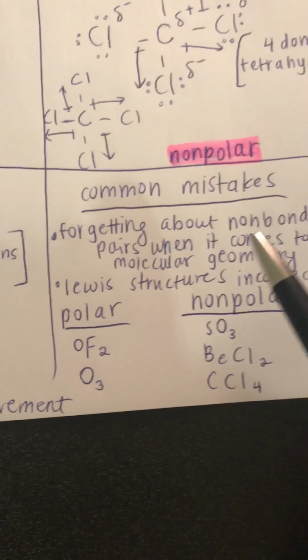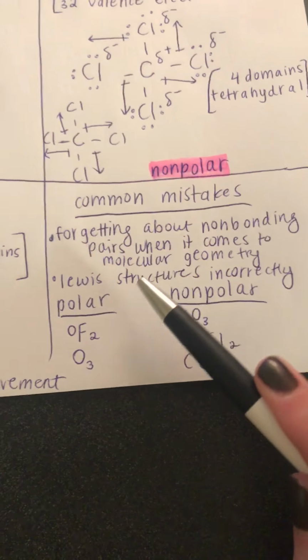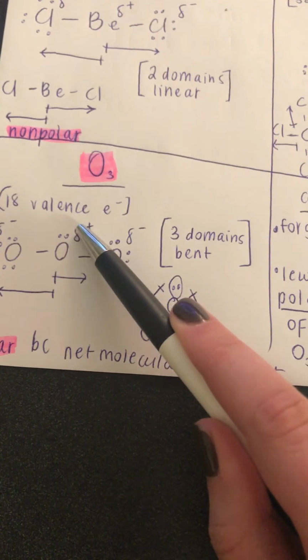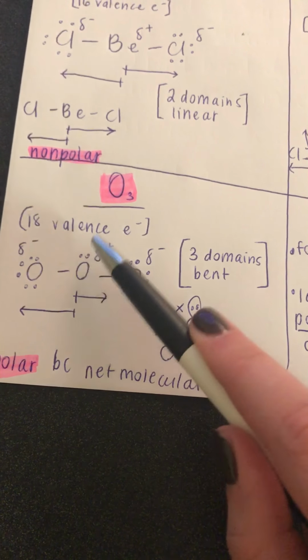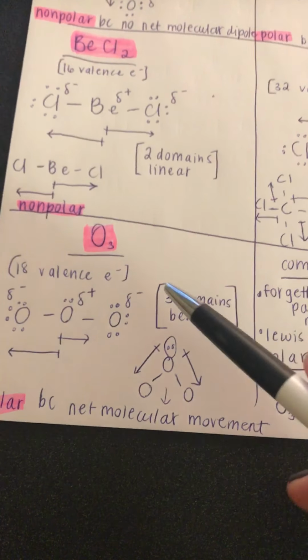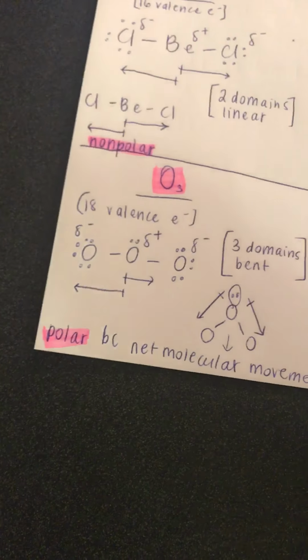polar. Another is getting your Lewis structures incorrect, which contributes to this, because if you don't count correctly and you don't put, say, your two non-bonding electrons here, then you won't know how many domains you have correctly, and then you won't know how to do your molecular geometry, and then you'll get the wrong answer.